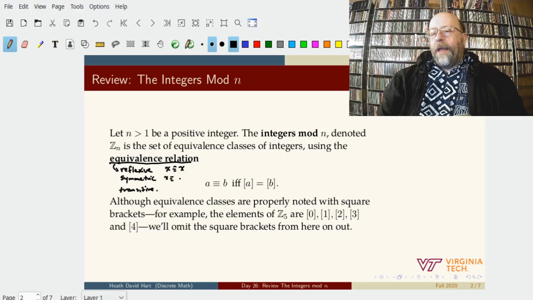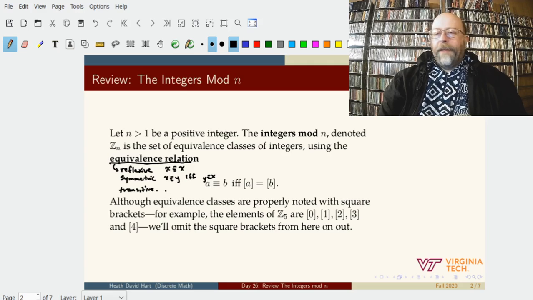Symmetric means x is equivalent to y if and only if y is equivalent to x. That is, the order should not matter. y minus x would be some value, but x minus y would be the negative of that value, and if n divides the positive value, then n divides the negative value as well.